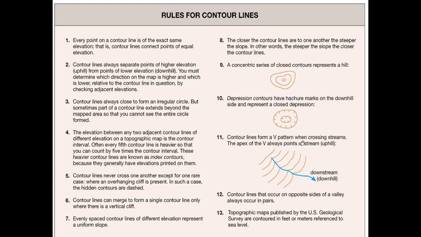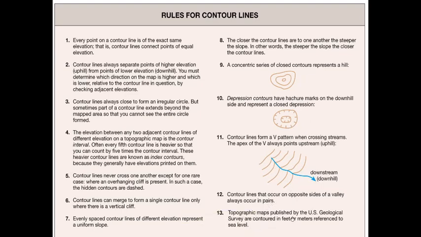Contour lines form a V pattern when crossing streams, and the apex of the V always points upstream. So whenever you have a shape like this, where different contour lines make this sort of pattern, that means this is going through a valley, and going through a valley is usually a river. So this shows the path of a stream. And contour lines that occur on opposite sides of a valley always occur in pairs, as seen over here.